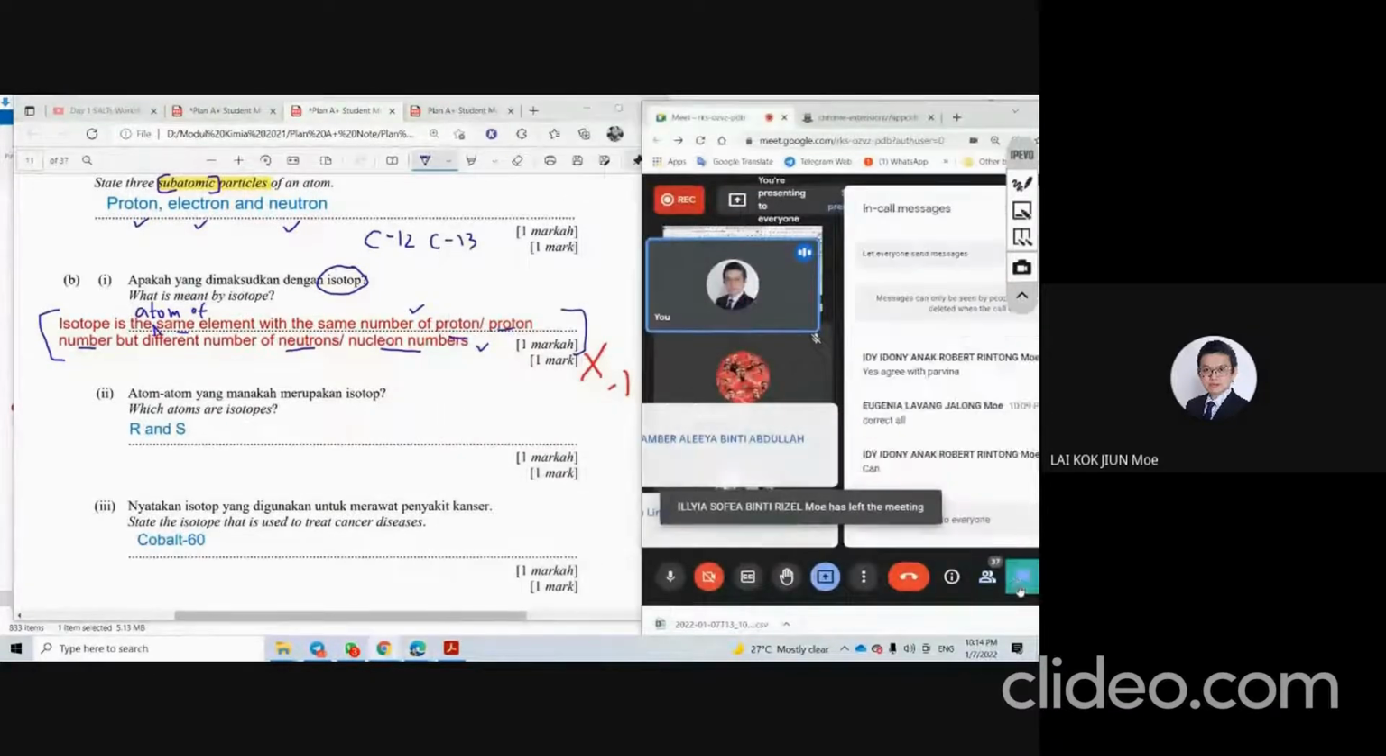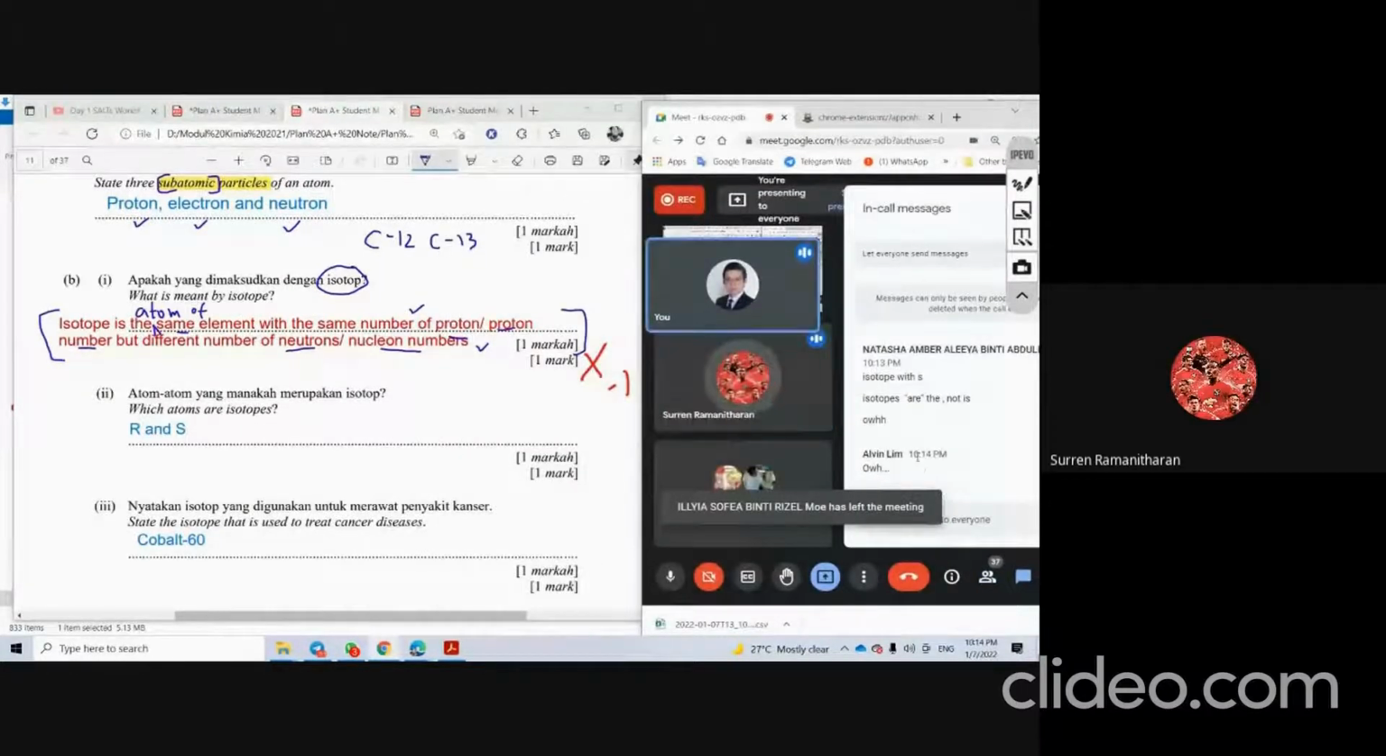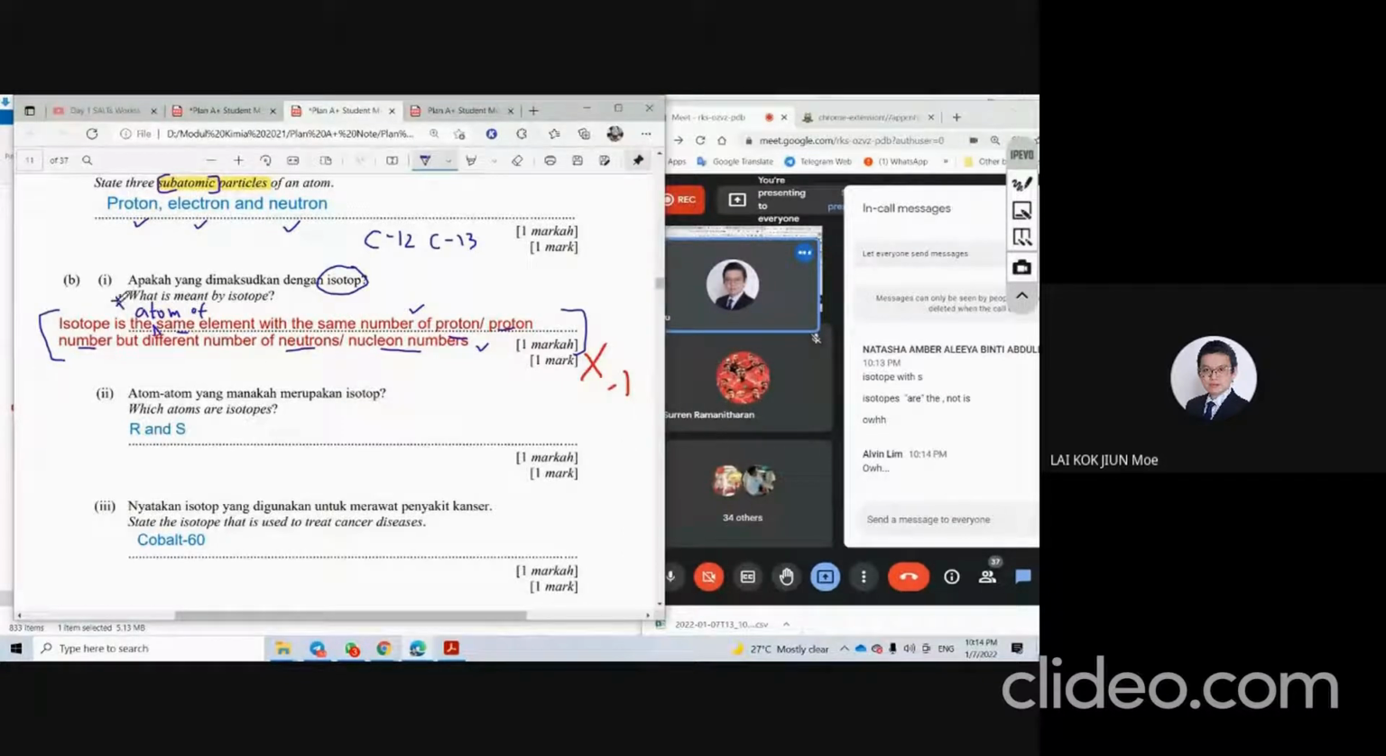Well done. So same number of proton, but different number of neutron, right? So we have now put the but. Same number of proton, yes. Different number of neutron, yes. Only the atom must have atom. This word cannot be skipped. Atom is very important in this term. The definition is very strict. They will catch you, very strict.